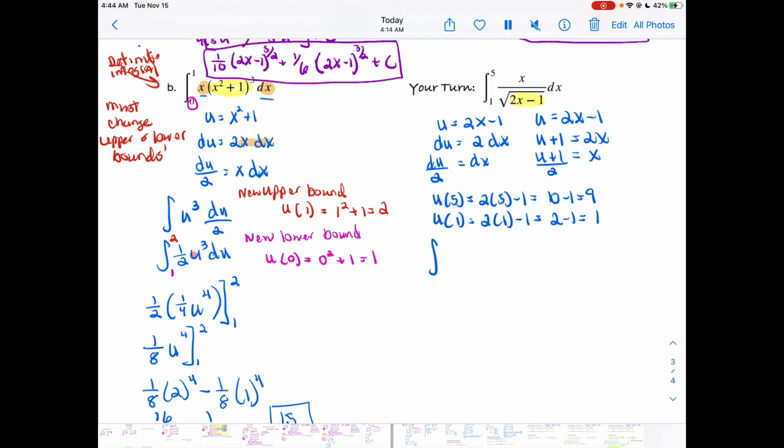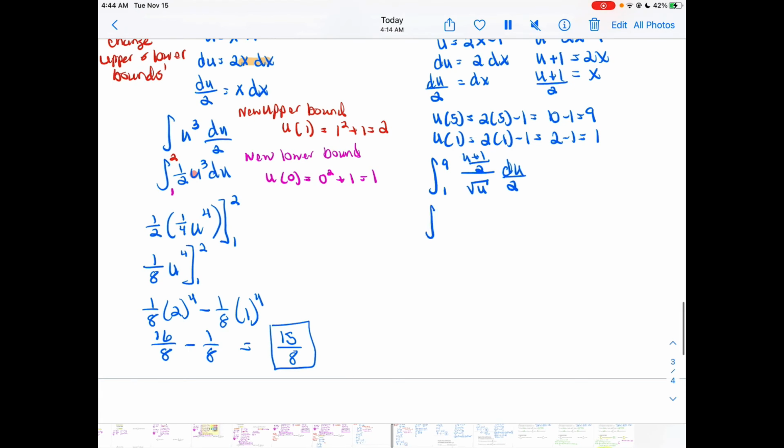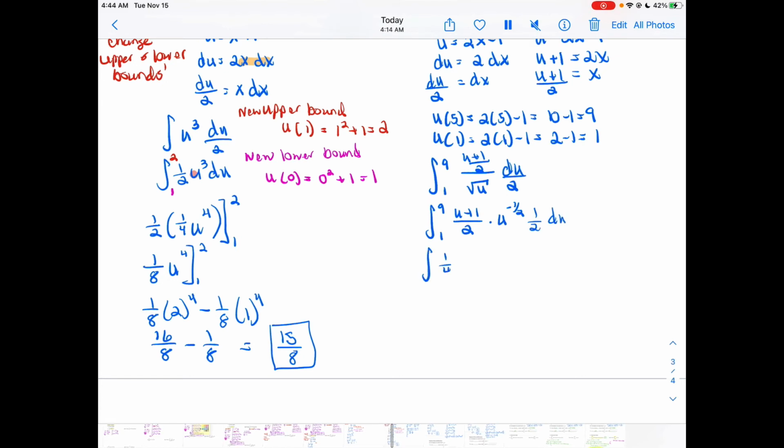And I get the integral from 1 to 9 of, we're going to replace our 2x minus 1 with u. We're going to replace our x with u plus 1 over 2. We're going to replace our dx with du over 2. Ooh, that was a lot of substitution. Okay, and so now we're just going to simplify this because it's kind of messy as it is. Bring in that fraction power up and making it negative, and I still need to multiply by 1/2 du. So that gives us 1/4 times u plus 1 times u to the negative 1/2 du. Now again, remember, no product rule for integration.